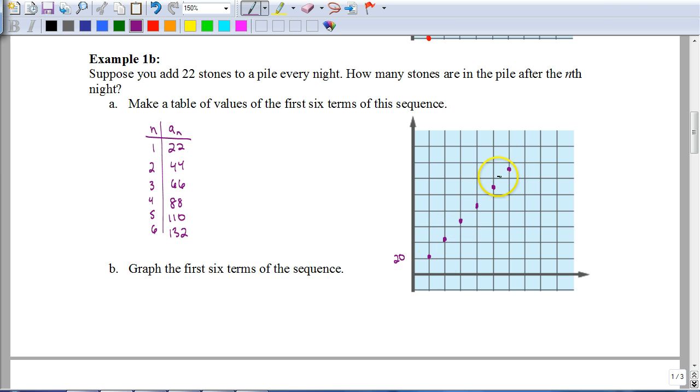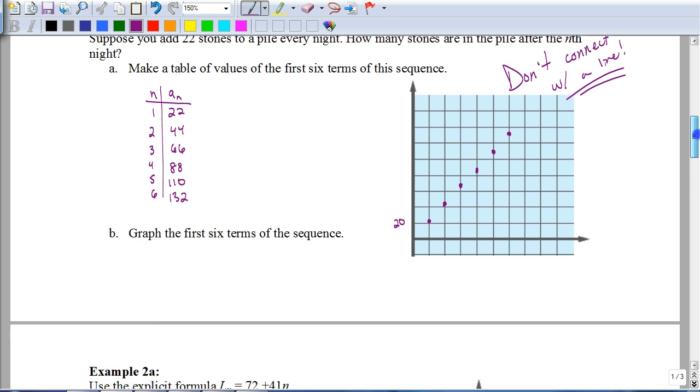If you connect them with the line when you're graphing the sequence, and if it was a quiz, I'm going to take off points. So don't connect them with the line. You might want to make that note in your notes there.